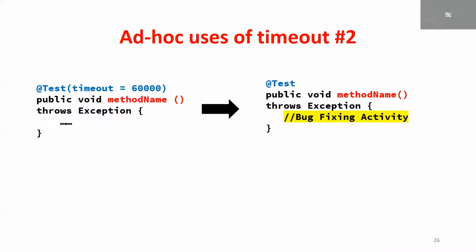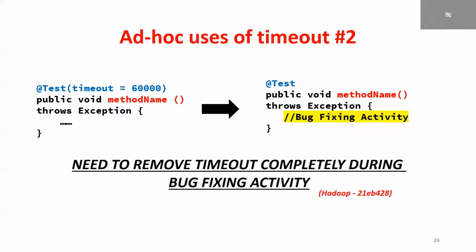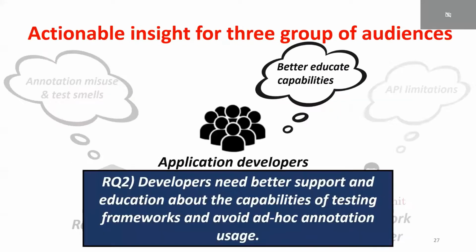In a more extreme case, developers remove the timeout entirely to avoid test failure. In Hadoop, during a bug fixing activity, developers remove the test timeout entirely. Therefore, in the usage of timeout, we believe developers need better support and education about the capabilities of the testing frameworks and avoid ad hoc annotation usages.